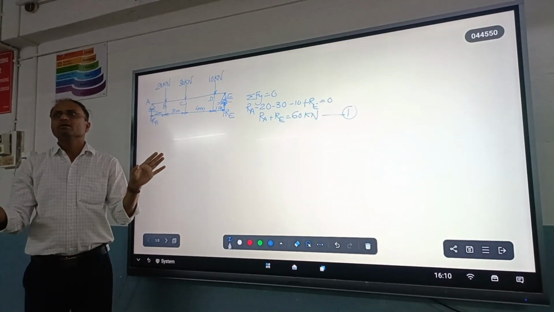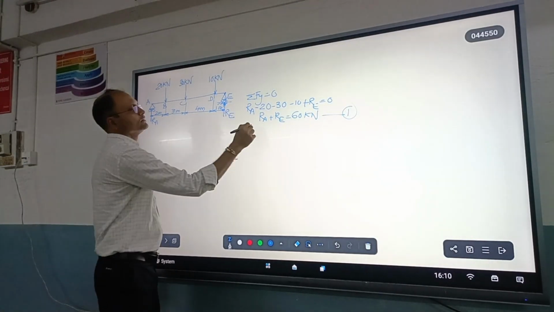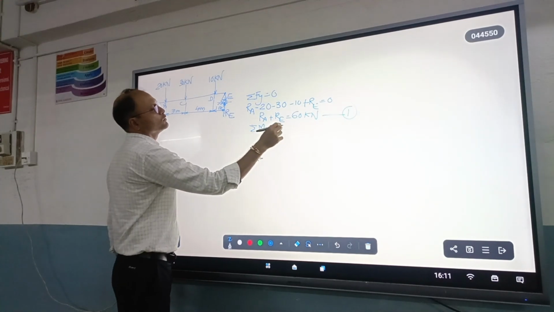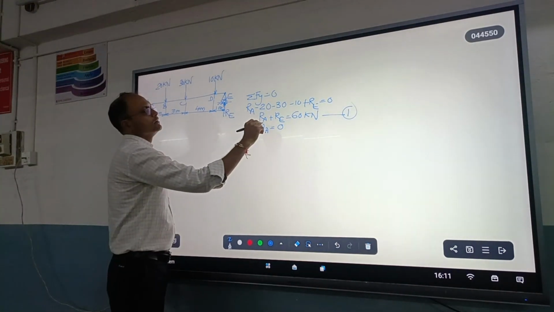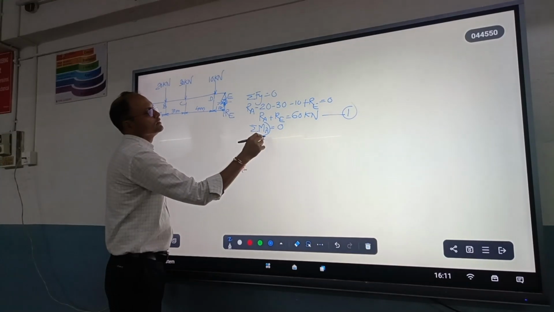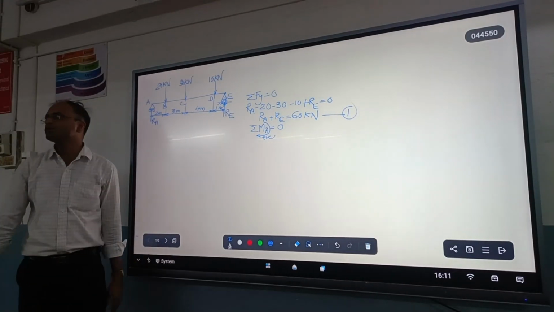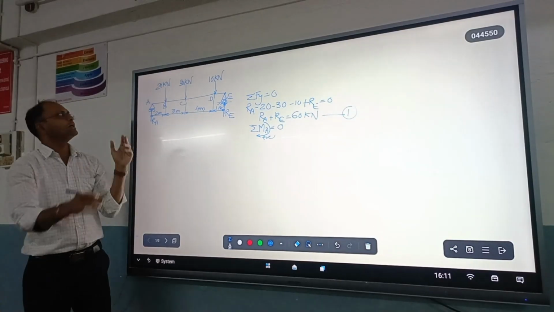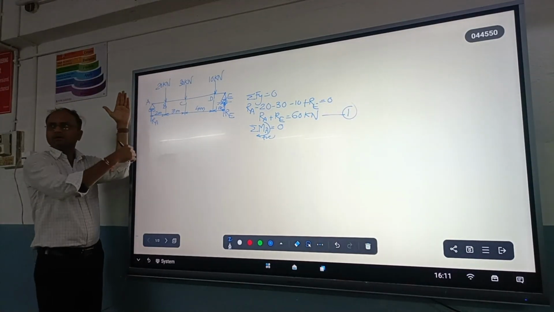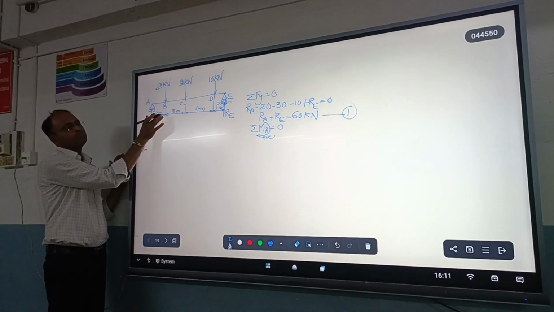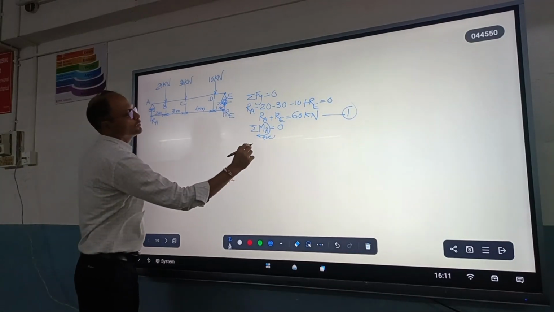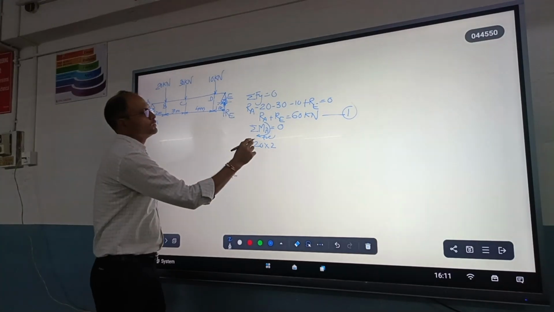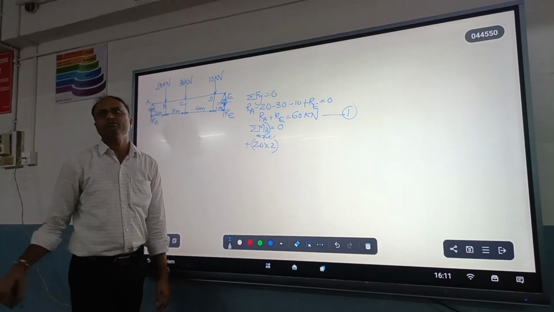Now the next condition, summation of moments about point A equal to 0. For this, the convention is we are taking clockwise as positive. Whichever forces produce clockwise moment, we take positive, others negative. So tell me, this 20 will produce clockwise moment. 20 multiplied by 2. Is it clockwise or anti-clockwise? Clockwise. So we take it as positive.